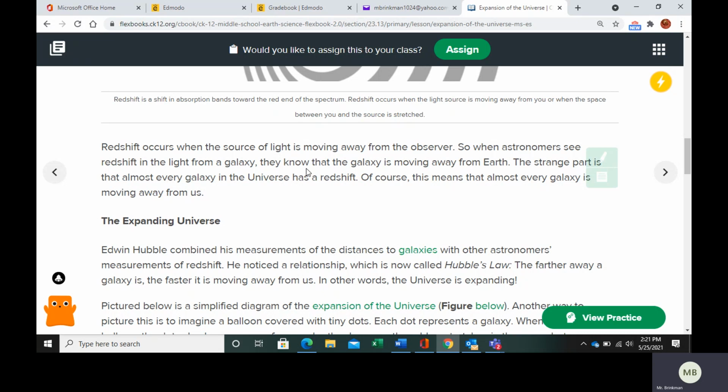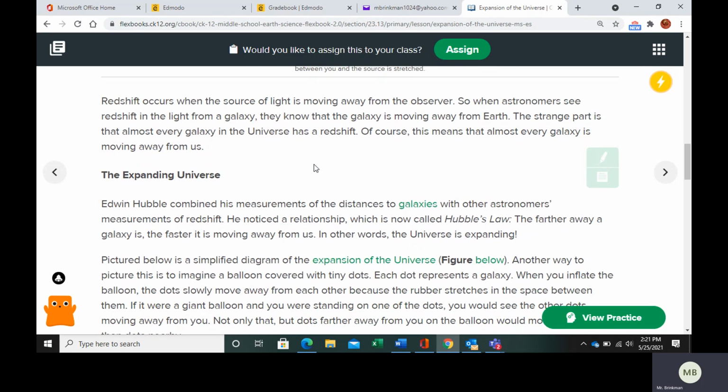All this really means is that our universe is expanding. So the galaxies are moving away from us, the universe is expanding. The farther away a galaxy is, the faster it is moving away from us.